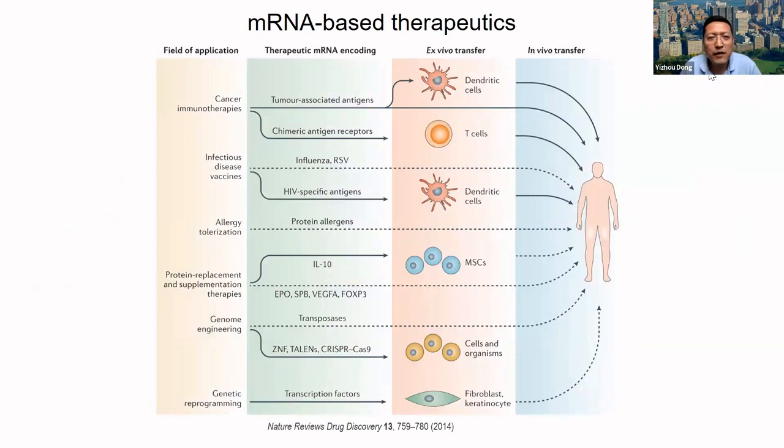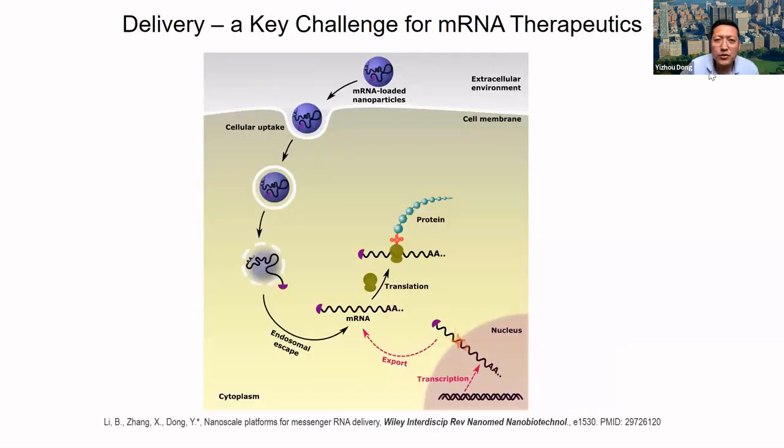And in addition to viral vaccines, mRNA has been applied to very diverse therapeutic indications in preclinical studies and also in clinical trials. So for example, mRNA has been applied to cancer immunotherapies, protein replacement therapies, genome engineering, and genetic reprogramming. So although mRNA has become a very important class of therapeutic agents, delivery is still one of the key challenges for its broad applications in human patients.